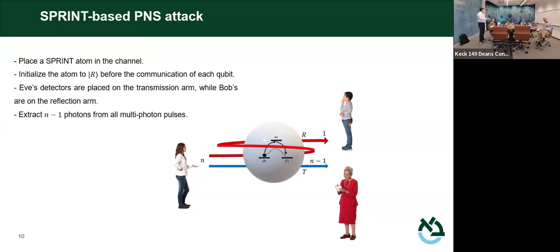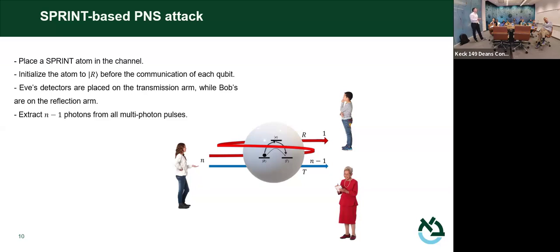Alice sends her pulse. If the pulse contains vacuum or a single photon, then it is reflected and directed to Bob. But if there is more than a single photon in that pulse, then one photon is reflected to Bob, but the rest of the photons are transmitted. And if quantum memory is placed on the transmitted arm, she gathers all of these extracted photons from the multiphoton pulses. She waits until the end of communication and measures in the correct basis.